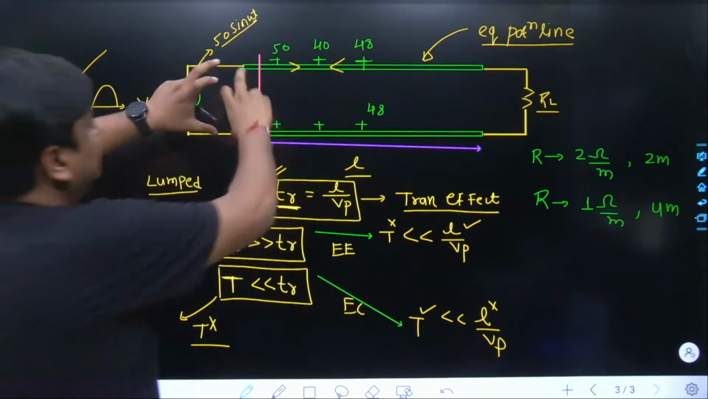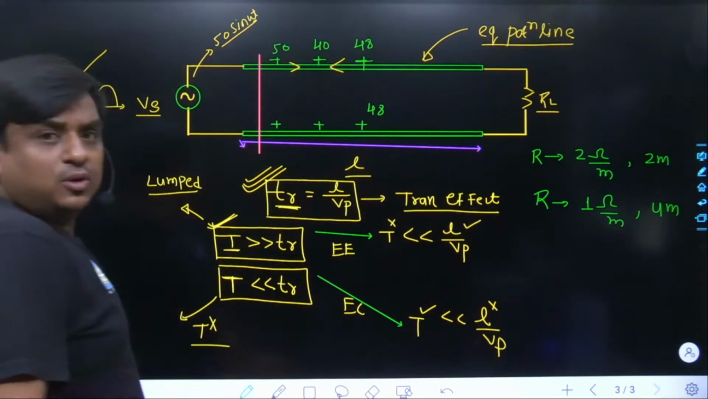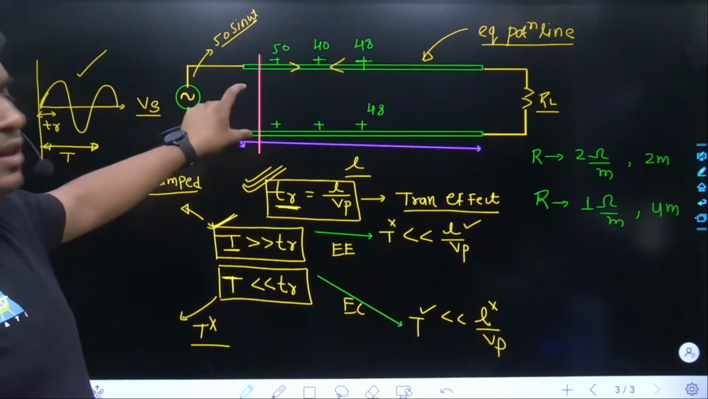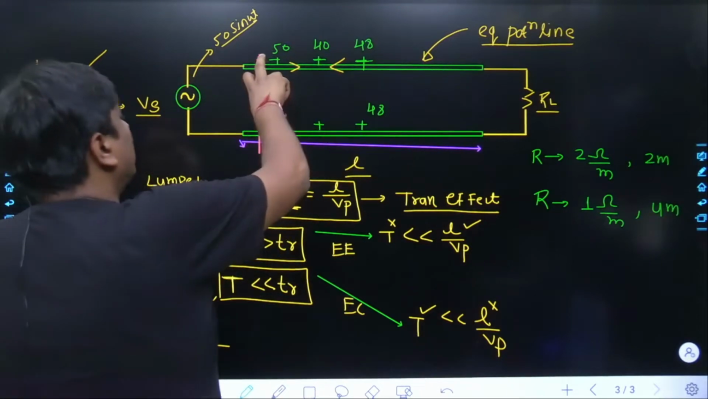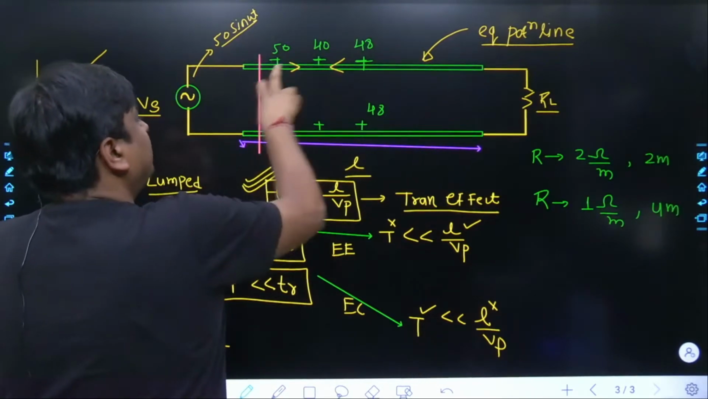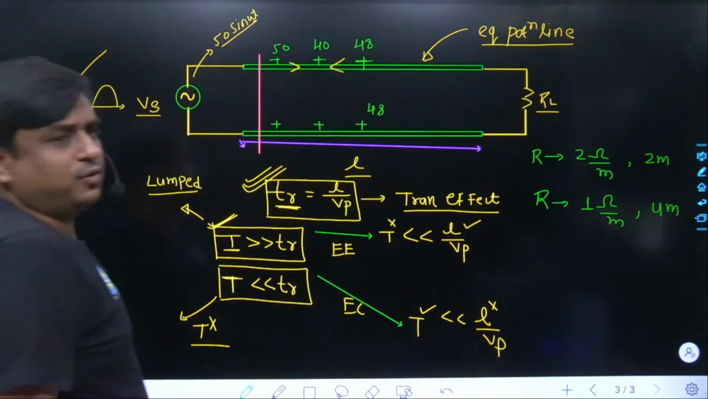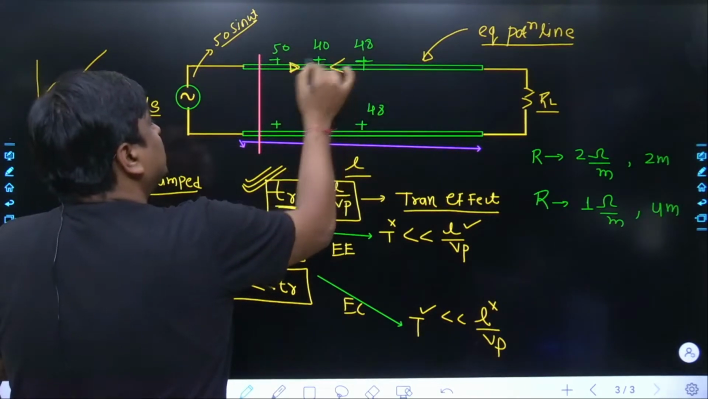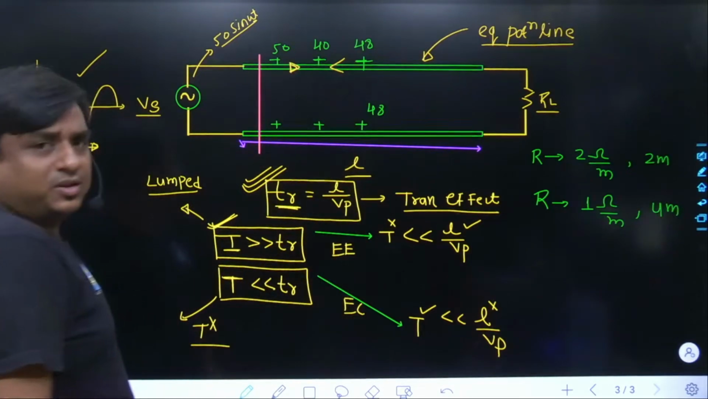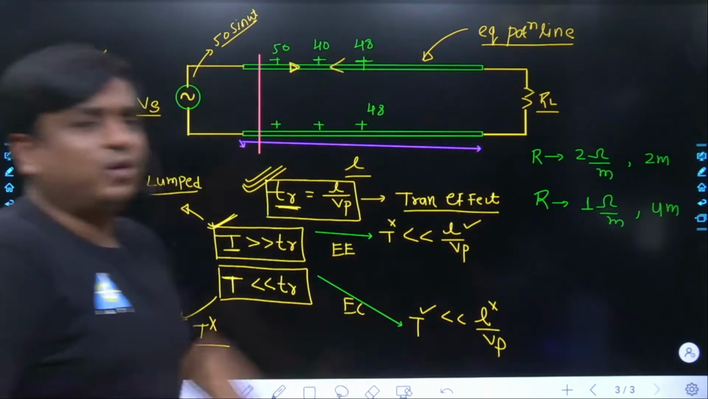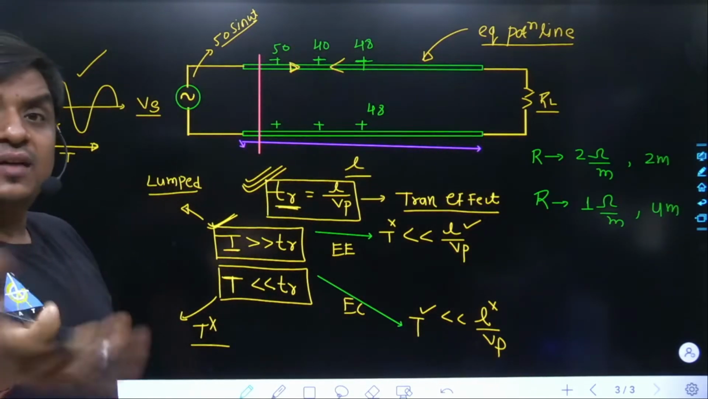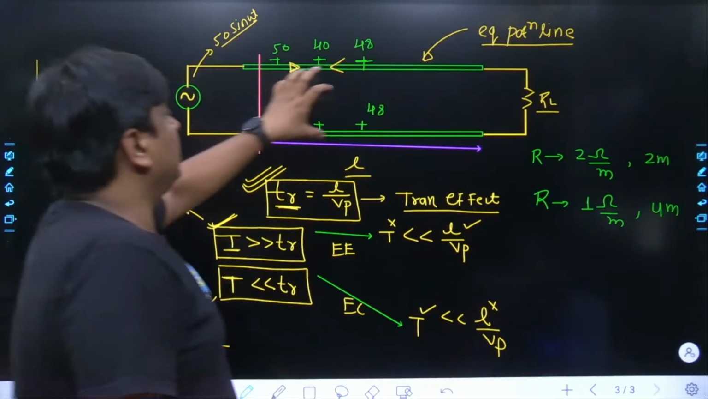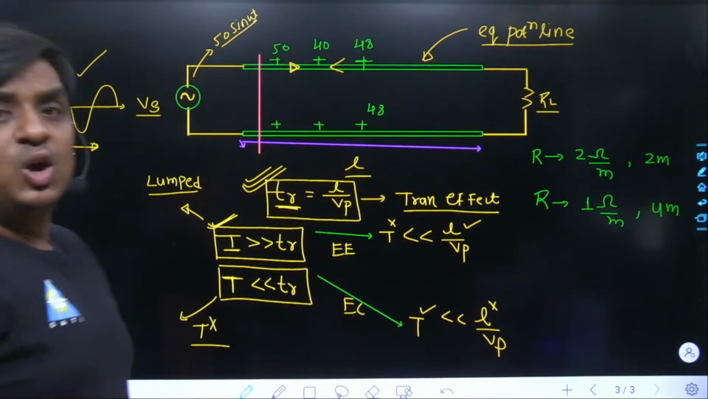Put together, this complete transmission line is no more an equipotential line. Sometimes you will see the voltage at the same time: here it is 50, here it is 40, here it is 48. And when you talk about the direction of current, it goes from higher potential to lower potential. Can you say you have a uniform loop current? No, you do not have a uniform loop current, and even this conductor has different potentials over its length.